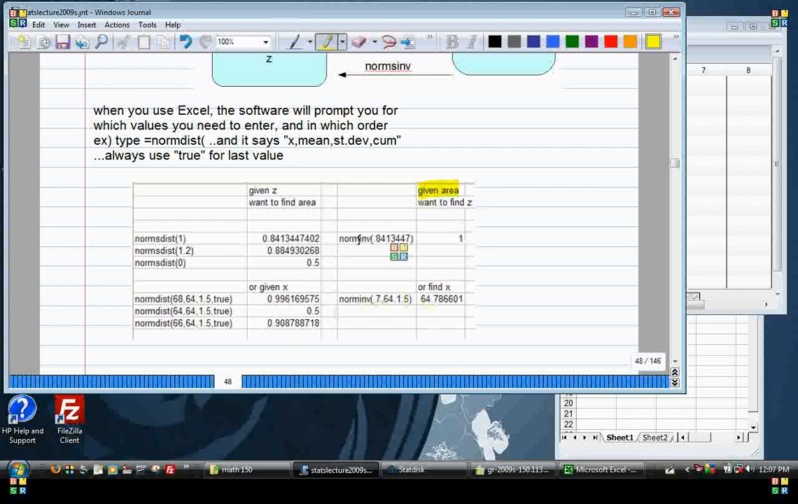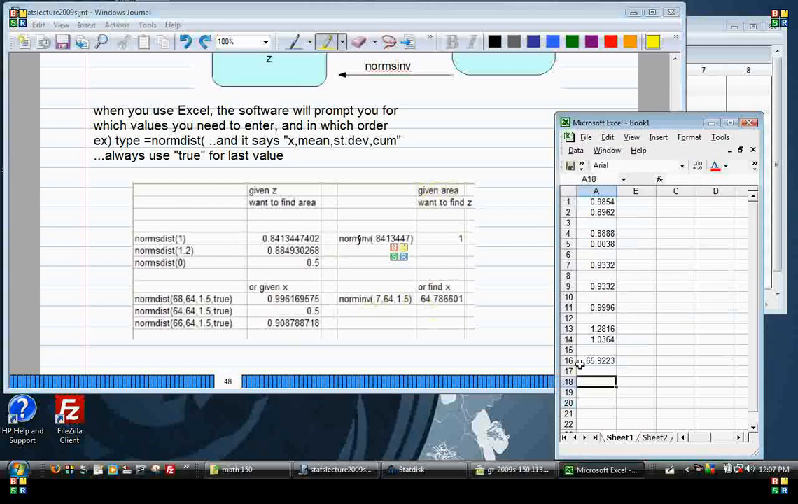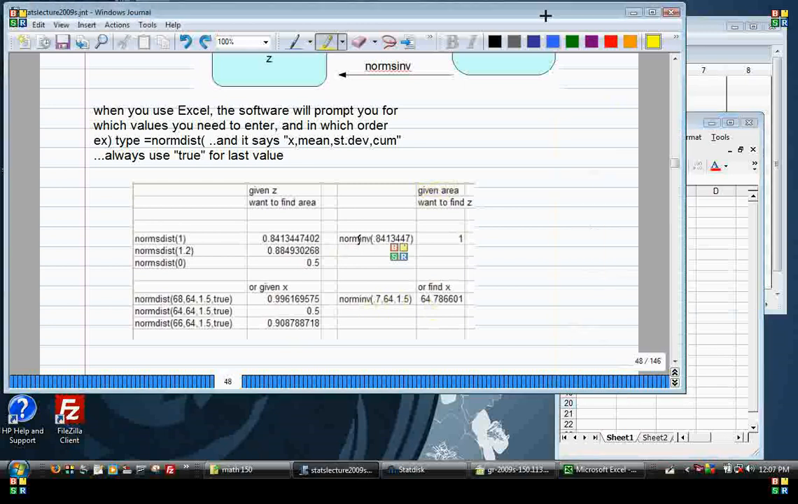But again, what's nice is that if you're using Excel, it gives you a hint to remind you of what you should be typing in. Equals norm inv. It tells you what you should be typing in. Again, I don't expect you to be immediate masters of all these things. That's what the chart is for, and that's what the homework is for.